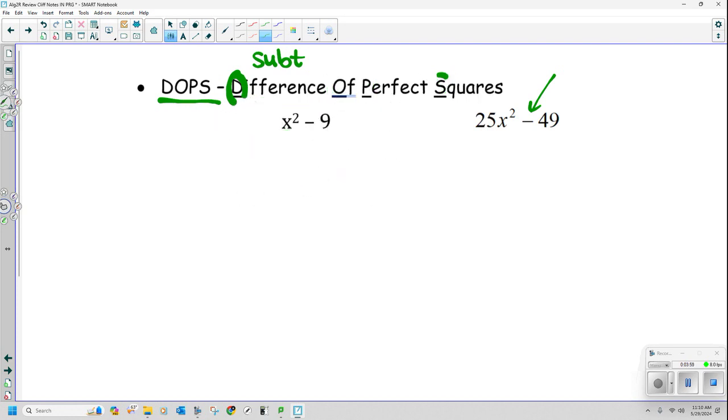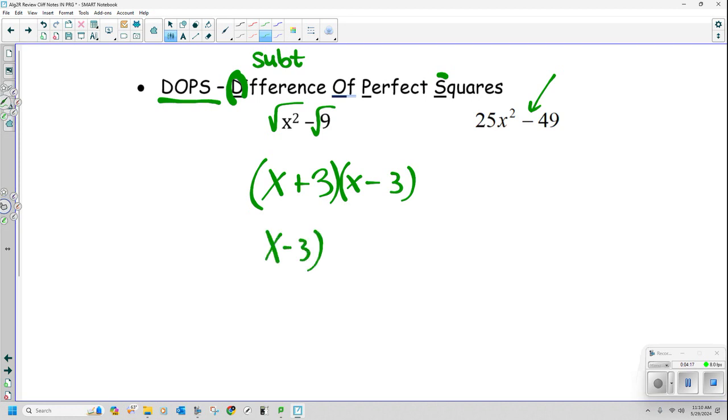And how do I do this? I just take the square root of each. Right? The square root of x squared, well, that's just x. Square root of 9, that's 3. And I have two sets of parentheses. Both have an x and a 3 in them. One is a plus, one is a minus. That's it. I could have written the minus first. That's fine. It doesn't matter, one way or the other. That's how it works. I'll put the plus first here. Done.